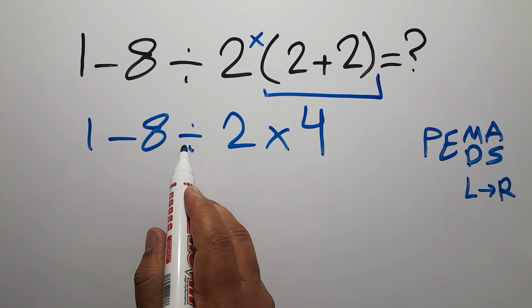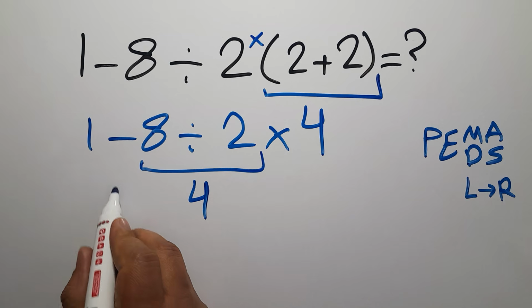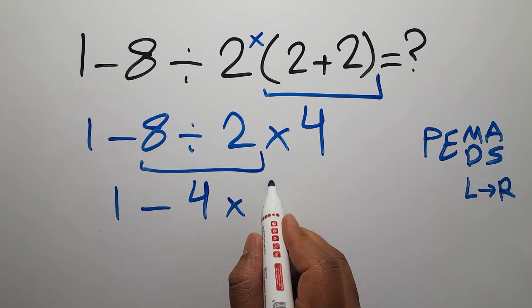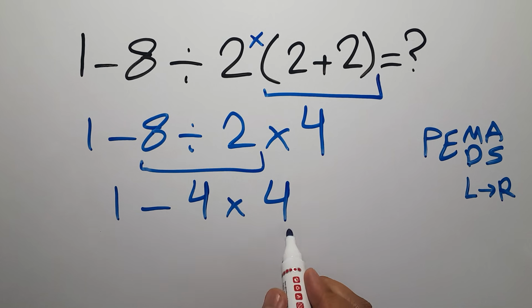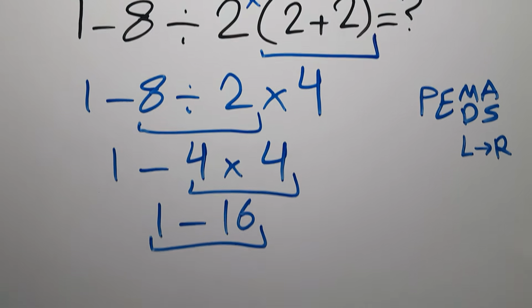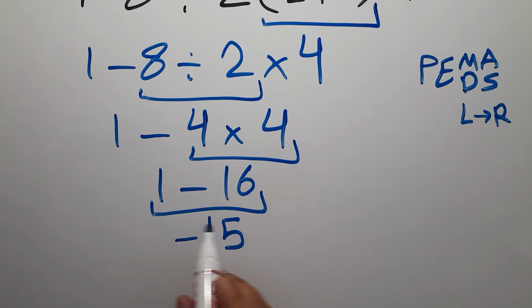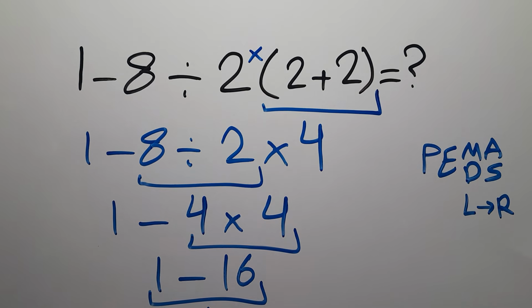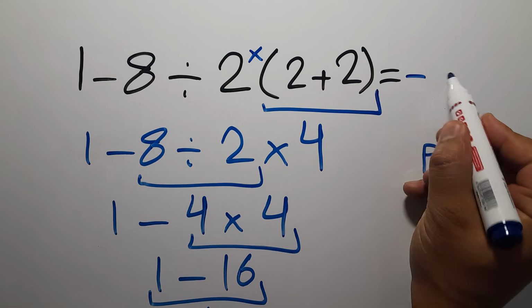So first 8 divided by 2, which gives us just 4. So 1 minus 4 times 4. No, we have to do this multiplication first. 4 times 4 gives us 16. So 1 minus 16, which equals negative 15. And this is our final answer to this problem. The correct answer is negative 15.